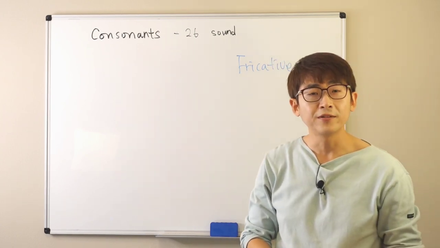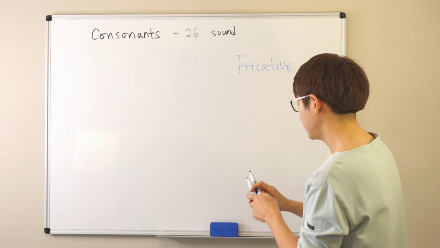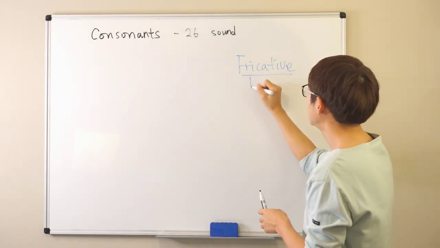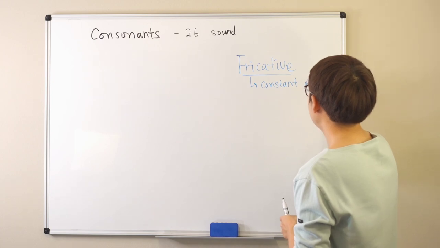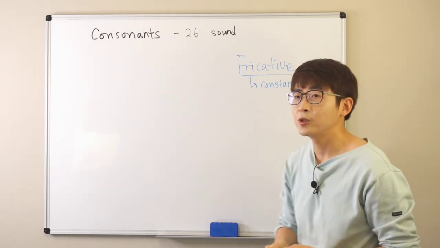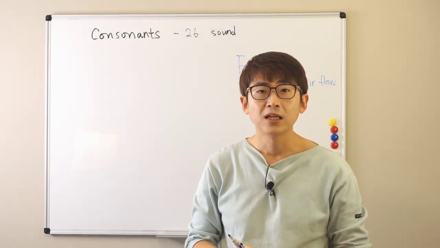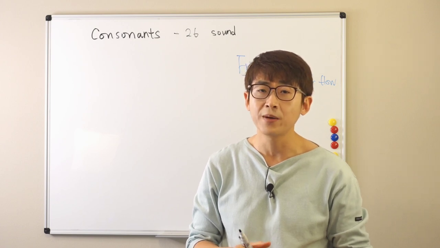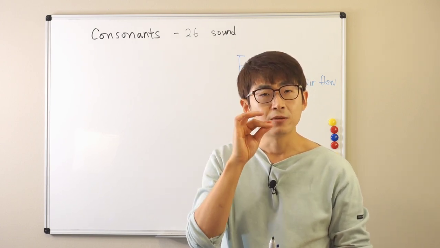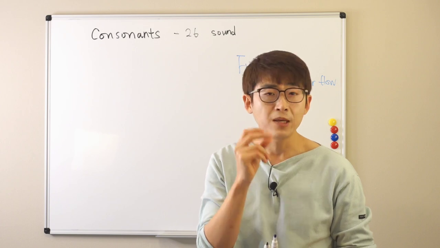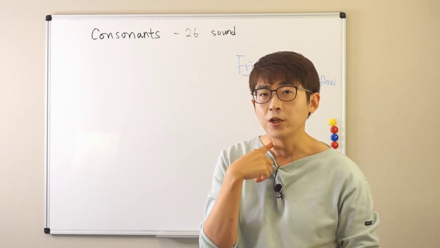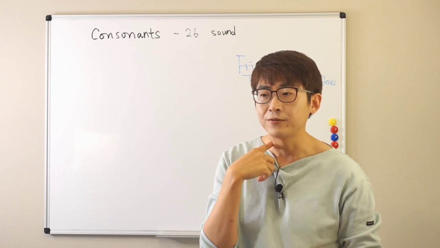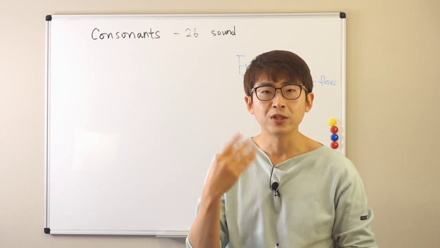Fricative consonants literally mean constant airflow. So you're blowing air out constantly. It never stops, with an opening in your mouth. So using your lip, using your tongue, or even using your throat, you have to make an opening and you have to constantly blow the air out.